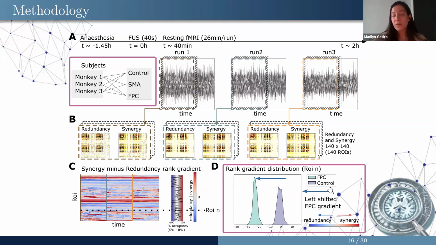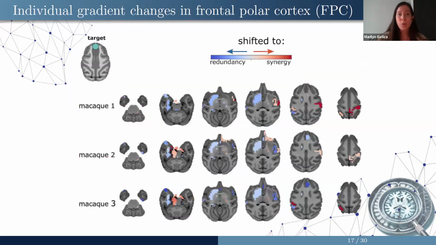And in this case, we are only looking at this panel here, where we would like to observe, for each brain region, if after applying the stimulation, the control condition is shifting to redundancy or synergy. So in this case, we are showing the result for the frontal polar cortex, that is this area that you see here, and the result for the 3 different macaques.